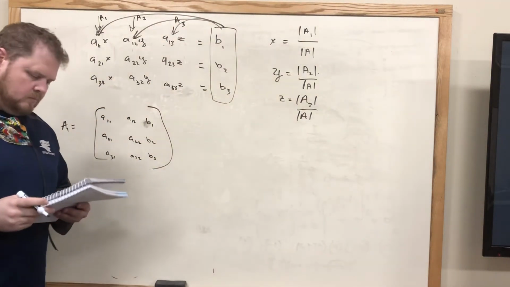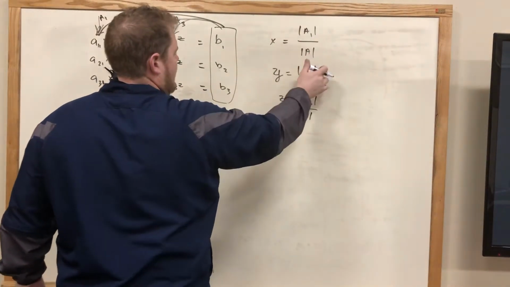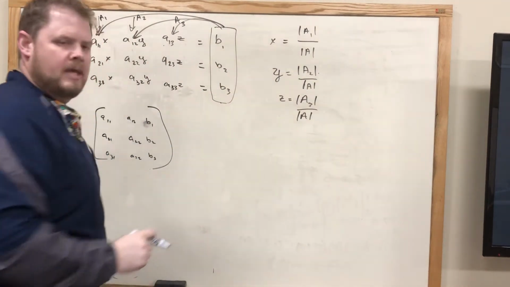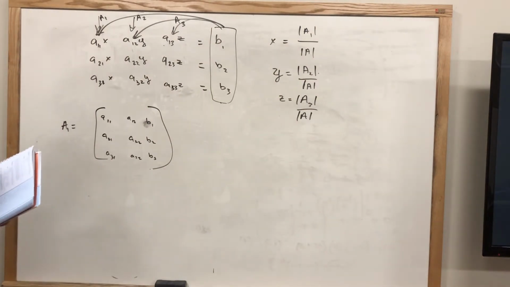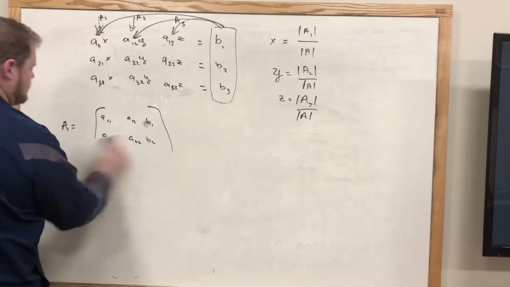Okay? Any questions? That makes sense? Each one of these, A1, A2, A3, represents the column in which he is putting your B's. So let's go ahead and try a problem and see how he does. Let's see how we do as well. All right, here we go.